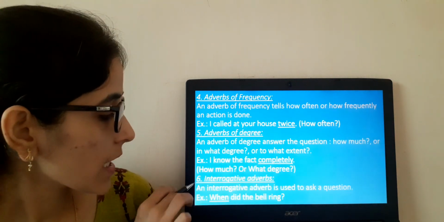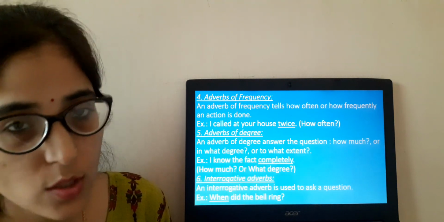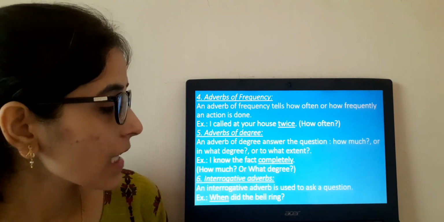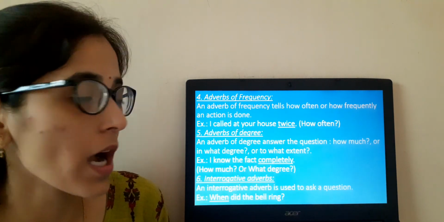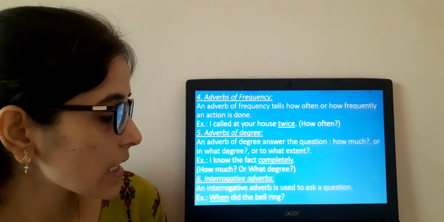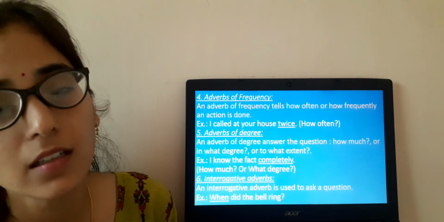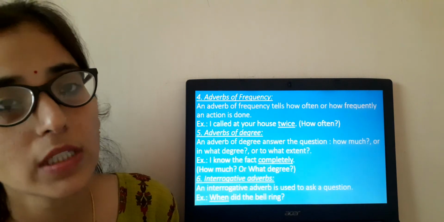Clear? Sixth one, interrogative adverbs. As you know, interrogative means to ask a question. Here you can see an interrogative adverb is used to ask a question. When did the bell ring? Clear? So when, what, who and all these are the interrogative words which we have already discussed.